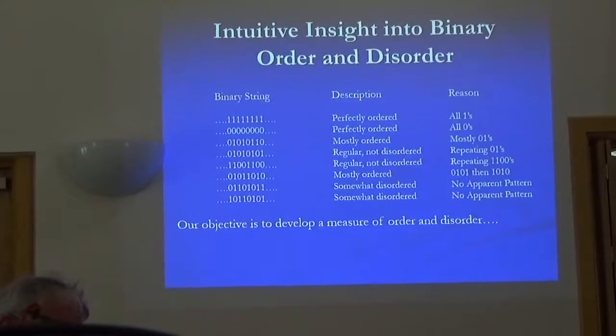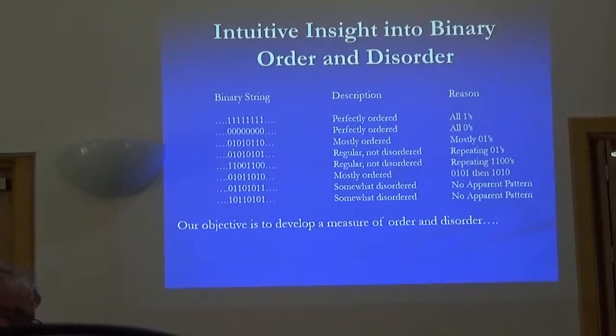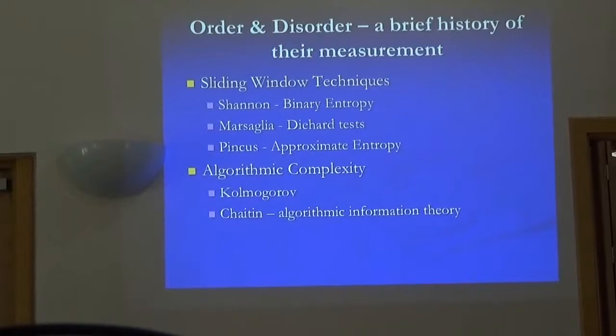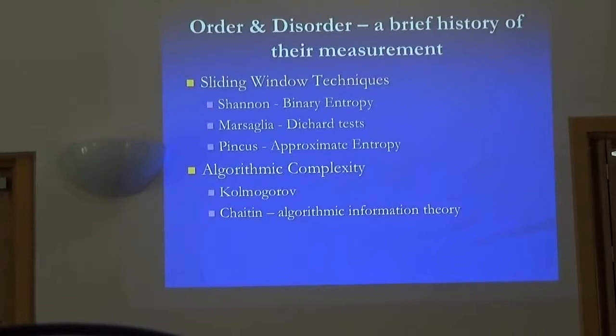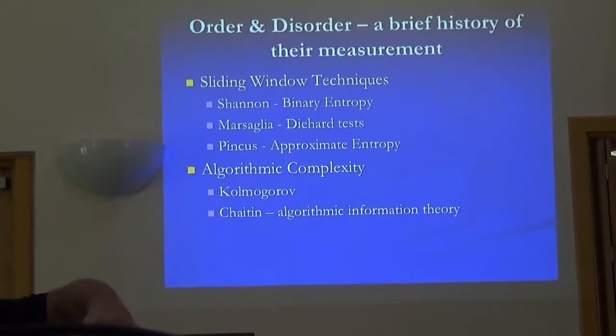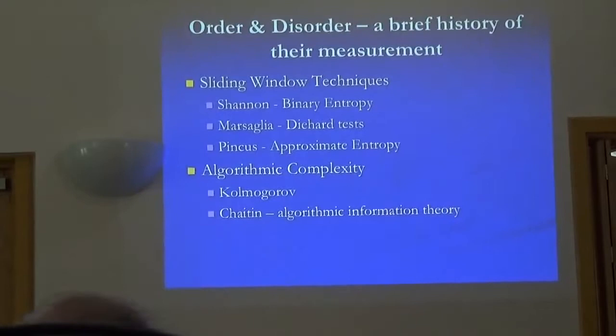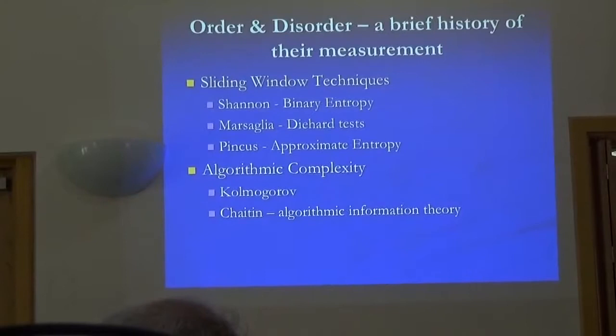Of course, binary strings can be of arbitrary length, and our objective is to develop a measure of order and disorder. And this has been attempted many times. Shannon, in his 1948 paper, came up with the concept of binary entropy, log to the base 2 of the variety, as a measure of the entropy of a binary string. There's a man called Marsaglia and very many others who came up with a series of tests to look at the order and disorder of a string by looking at patterns and runs and so on. About 20 years ago, Steve Pincus came up with the concept of approximate entropy, which has now been cited about 2,500 times, and it seems to work particularly well in things like heart rate monitoring.